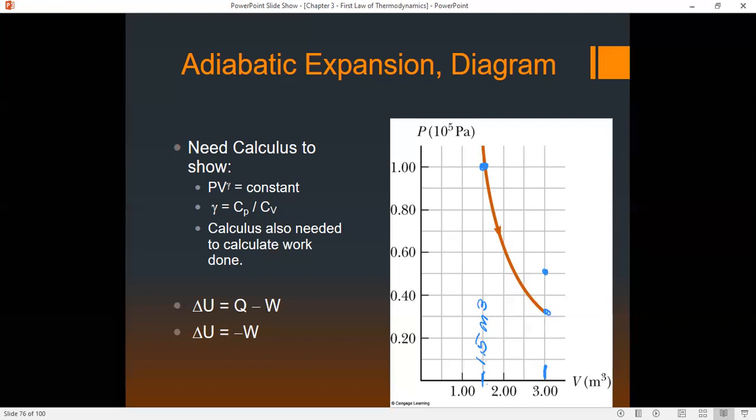So my isotherm is actually following this curve right here. We can clearly see that this adiabat is much steeper than that. It drops off faster than 1 over V.